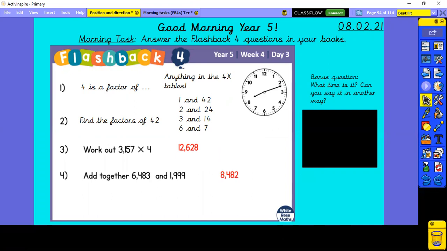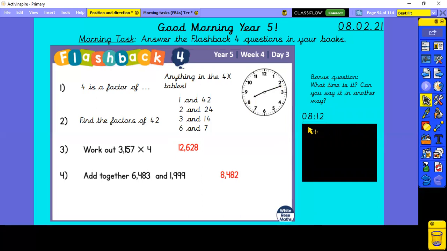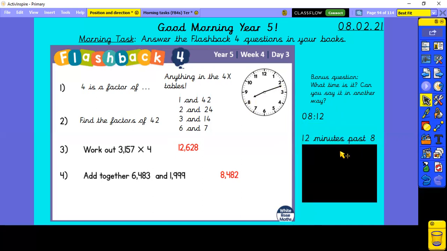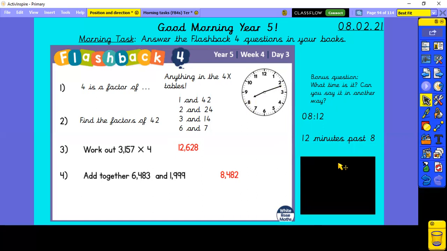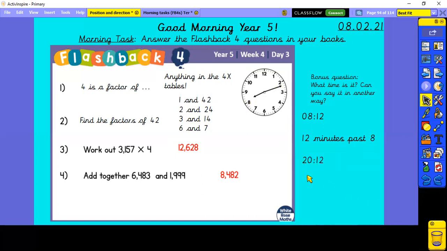And onto our bonus question. What time is it and can you say it in another way? Our little hand is in between the 8 and the 9, so we know our hour is the 8. And our big hand is on the 12th minute. So therefore we know the time is 8:12. This is what it would look like if it was AM on a digital clock. We say 12 minutes past 8. And if it was PM, it would look like this, 20:12.